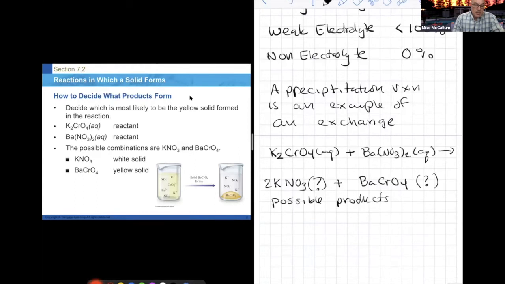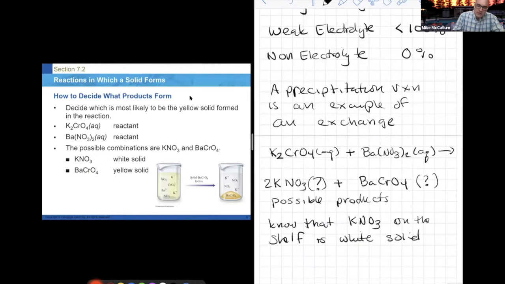right? So what we need to do now is either do some more experiments or get some more information. If we go to our stockroom and ask the stockroom person, hey, what color is potassium nitrate, right? It turns out to be a white solid. And we say, hey, what color is barium chromate? This turns out to be a yellow solid.